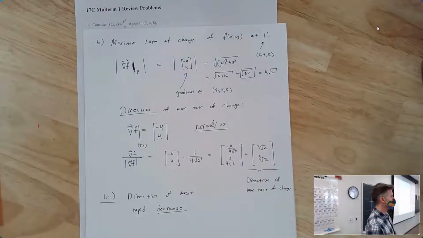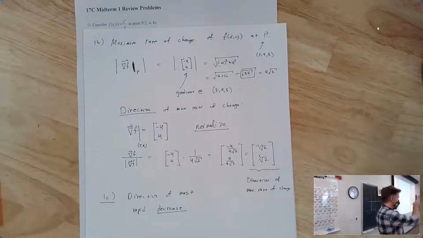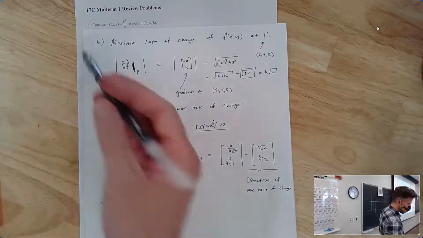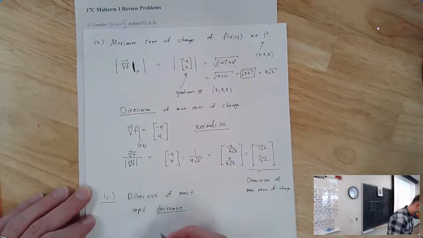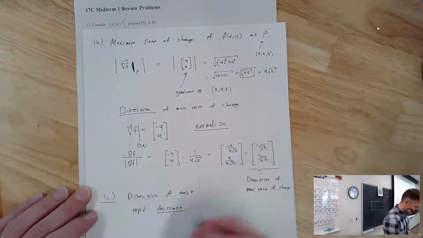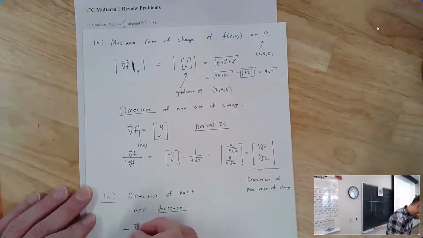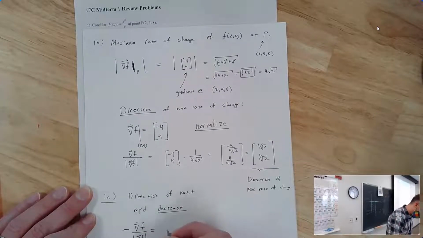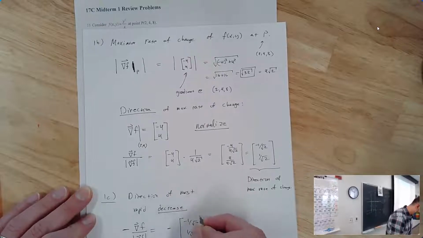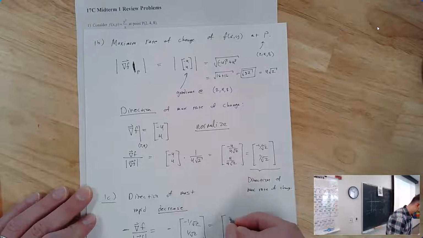Well, if the function's getting the biggest, the fastest in that direction, the function is getting the smallest, the fastest in the opposite direction. So literally, if you've answered part B, the answer to part C is just change the signs. So it is going to be negative the gradient divided by its own magnitude, which is just negative 1/√2, 1/√2, which is just, I would distribute the minus sign.